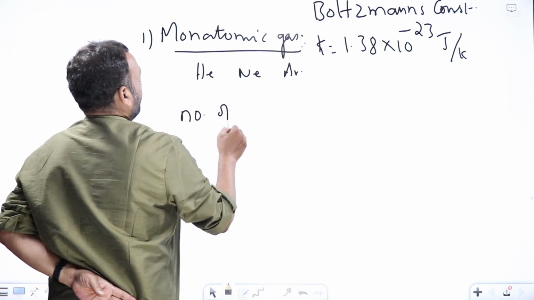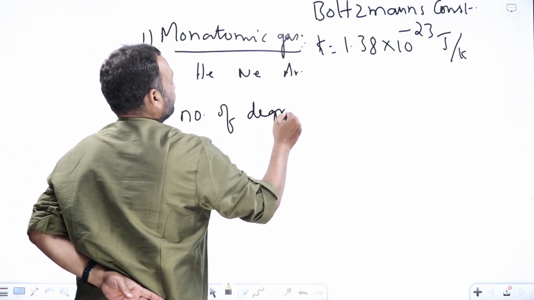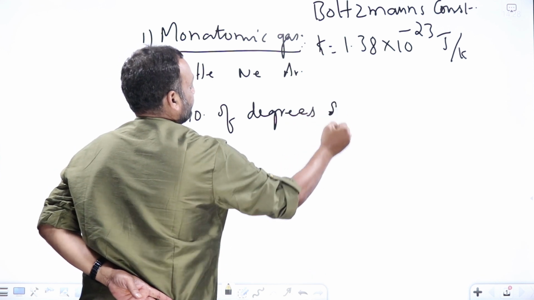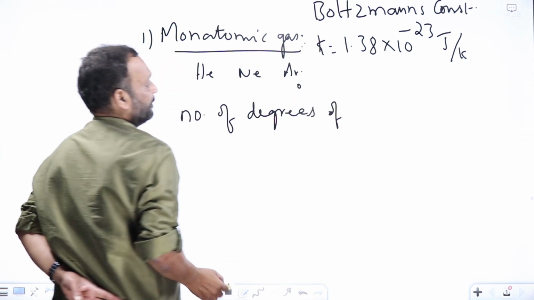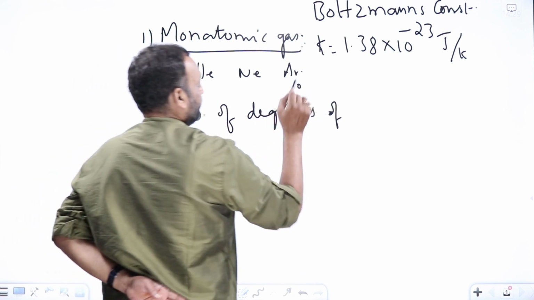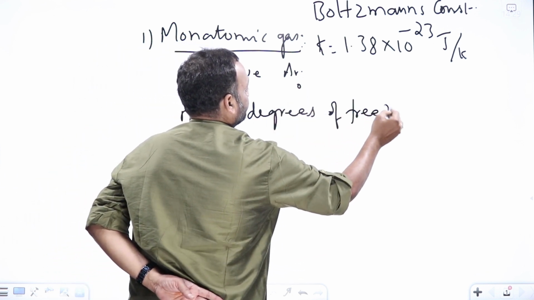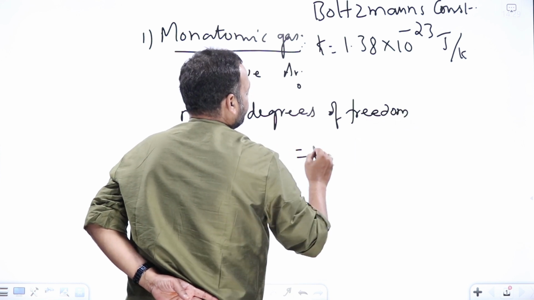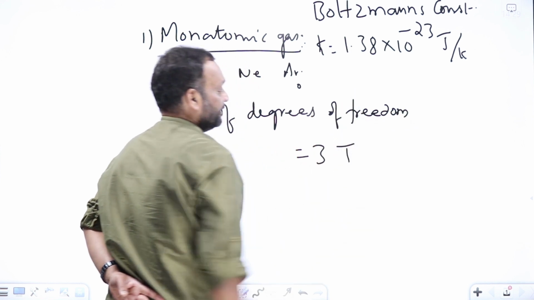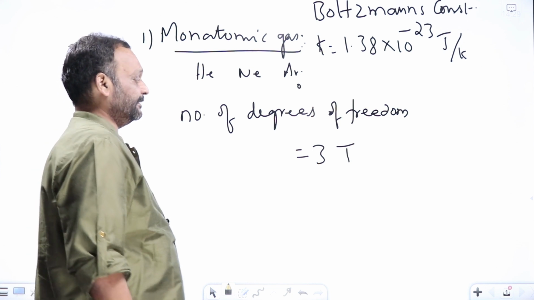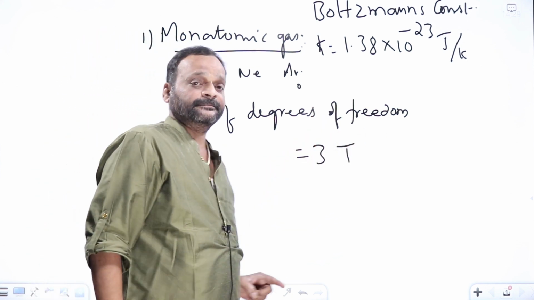So the number of degrees of freedom, we should not put a small circle on the head. Degrees mean 'degree' only, we are supposed to write. The number of degrees of freedom is equal to 3, that is translational motion. 3 degrees of translational motion.